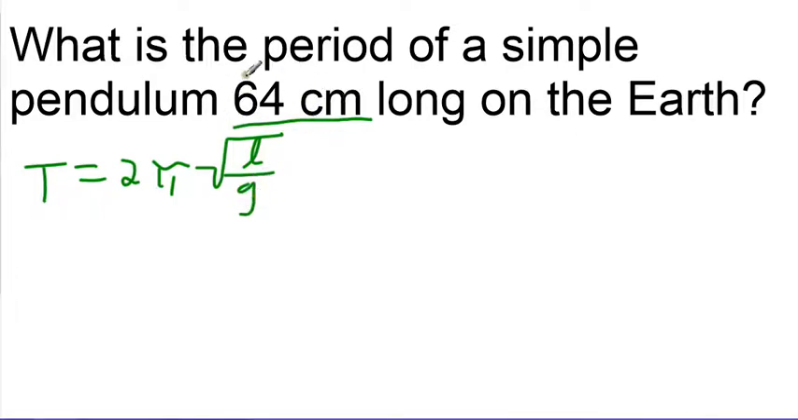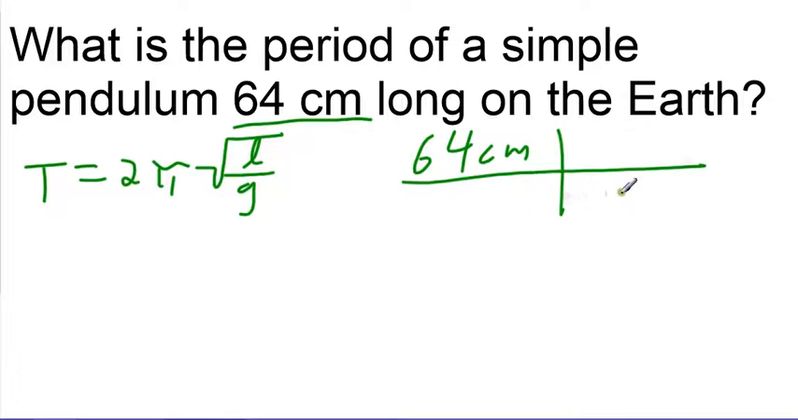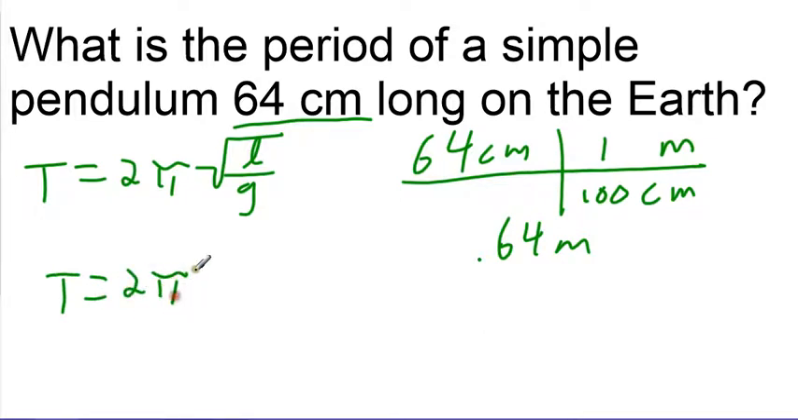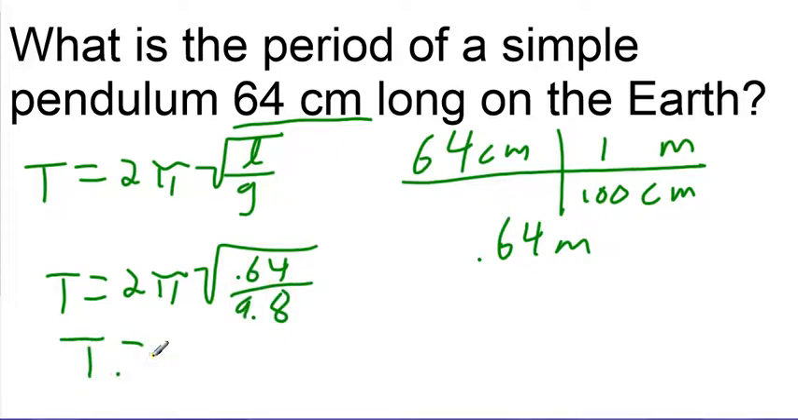But with the 64 centimeters, we need to convert that to meters. The way we convert it to meters, cancel out the centimeters. So we have 100 centimeters in 1 meter. So we get 0.64 meters. So when we calculate, our period is equal to 2 pi square root 0.64 divided by 9.8. And when you calculate this out, you get 1.6 seconds.